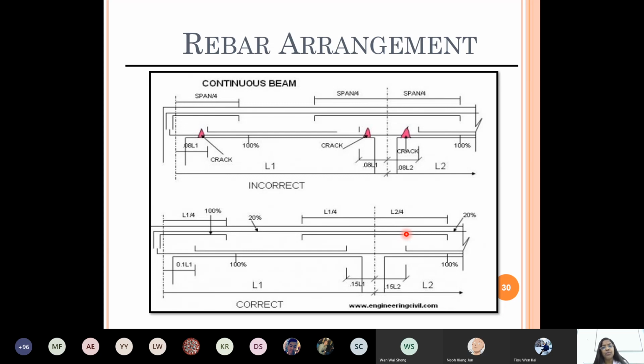It will have intermittent support, right? It will have intermittent support. The beam is continuing. Analysis is different, and the designs and the reinforcements are something similar to this one. An example is shown here. Number 1 span. Okay, number 1 span. And number 2 span. The cross section you cannot see here.